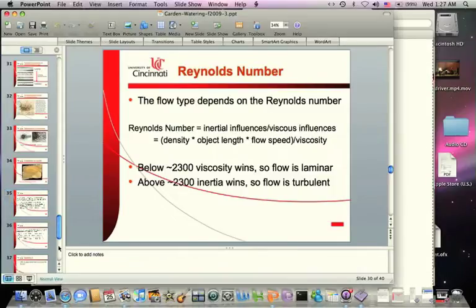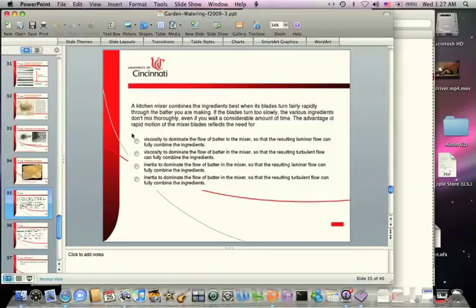Now, the first question is a kitchen mixer combines the ingredients best when its blades turn fairly rapidly through the batter you're making. If the blades turn too slowly, the various ingredients don't mix thoroughly, even if you wait a considerable amount of time. The advantage of rapid motion of the mixer blades reflects the need for 1. Viscosity to determine the flow of the batter in the mixture so that the resulting laminar flow can fully combine the ingredients. 2. Viscosity to dominate the flow of batter in the mixture so that the resulting turbulent flow can fully combine the ingredients. 3. Inertia to dominate the flow of batter in the mixture so that the resulting laminar flow can fully combine the ingredients. 4. Inertia to dominate the flow of the batter in the mixture so that the resulting turbulent flow can fully combine the ingredients.